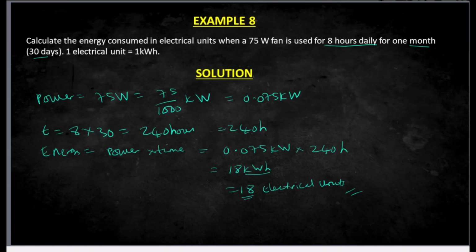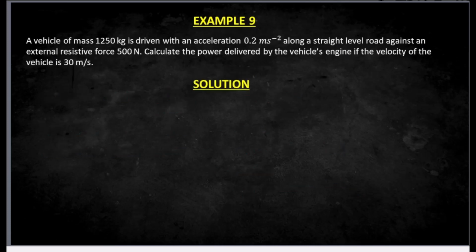Okay, now let's see example 9. We have example 9, second to last. Say a vehicle of mass this is driven with an acceleration of this along a straight road against an external resistive force of this. Calculate the power delivered by the vehicle's engine if the velocity of the vehicle is this.